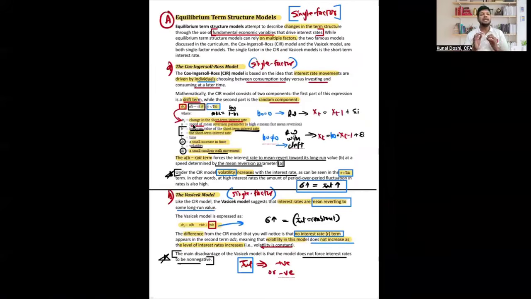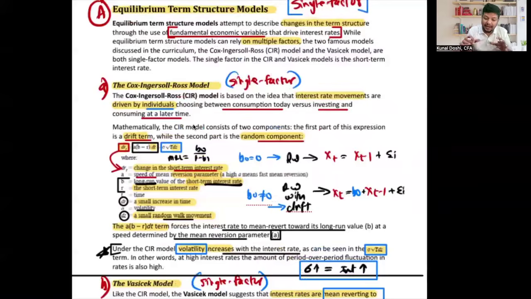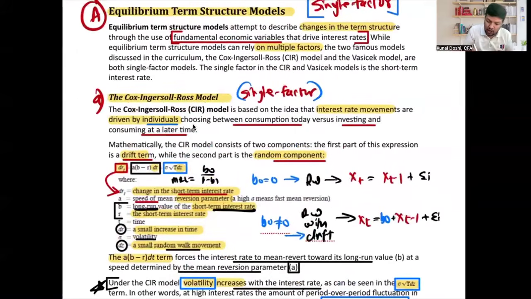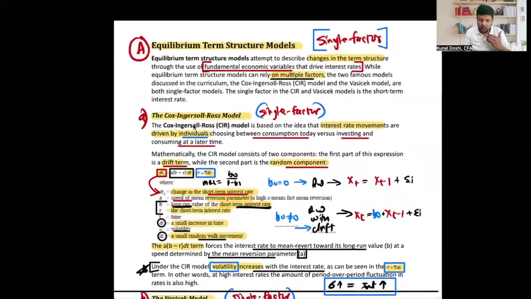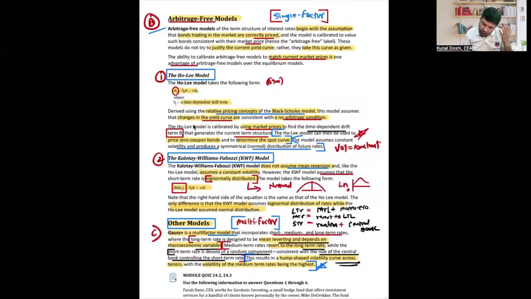Yes. Equilibrium term structure models are dependent on the fundamental macroeconomic variables and so on. So they are dependent on the fundamentals. Now, again, they can rely on multiple factors, right? But the models are single factor models. So it can be any factor, but these are single factor models. Arbitrage-free is the next one, which we are going to see. Arbitrage-free is also a single factor model.